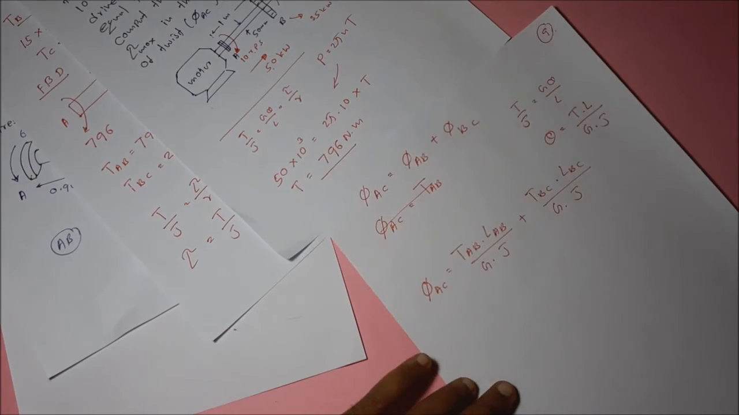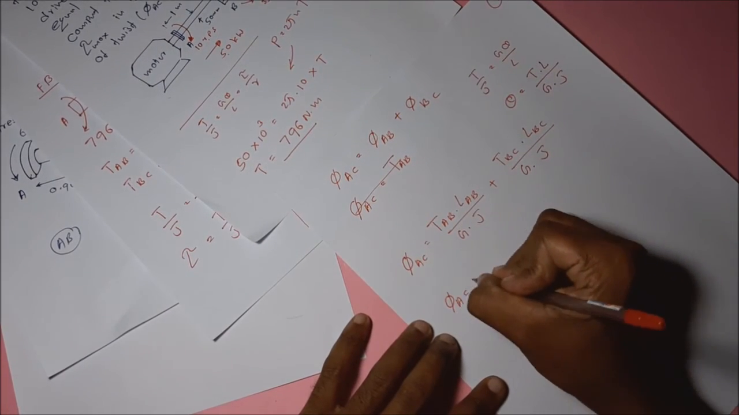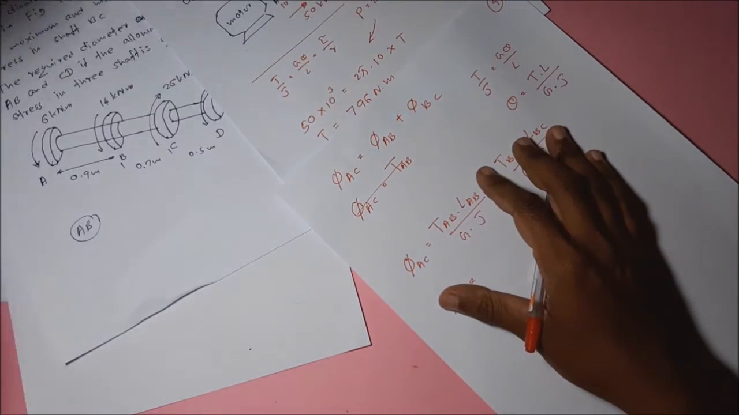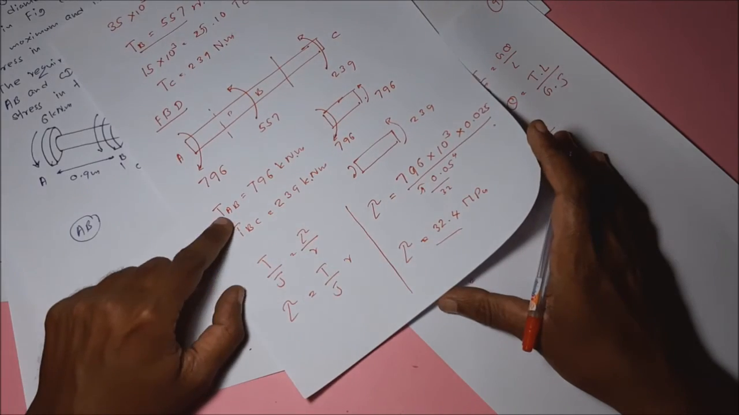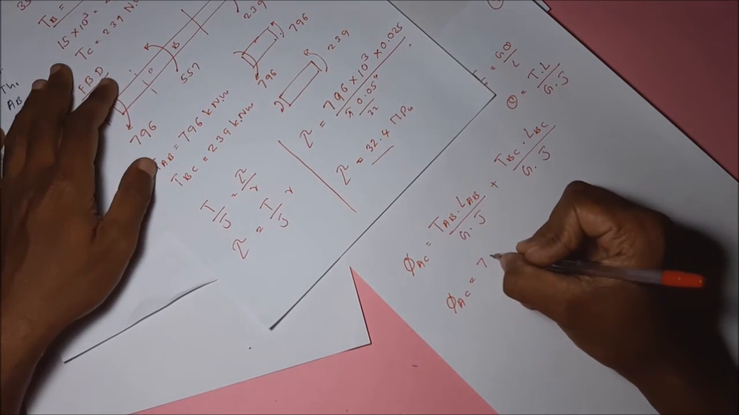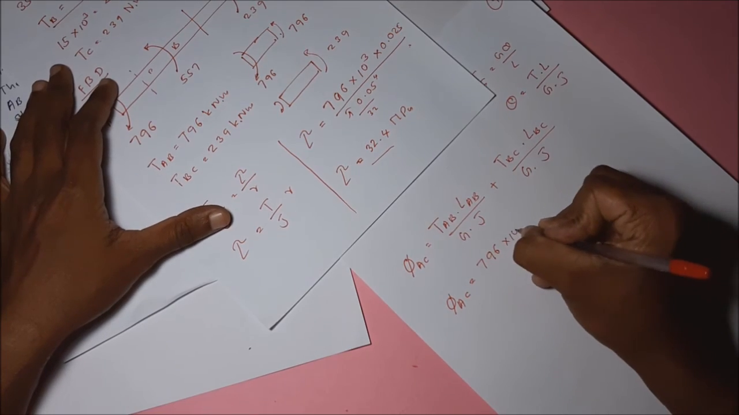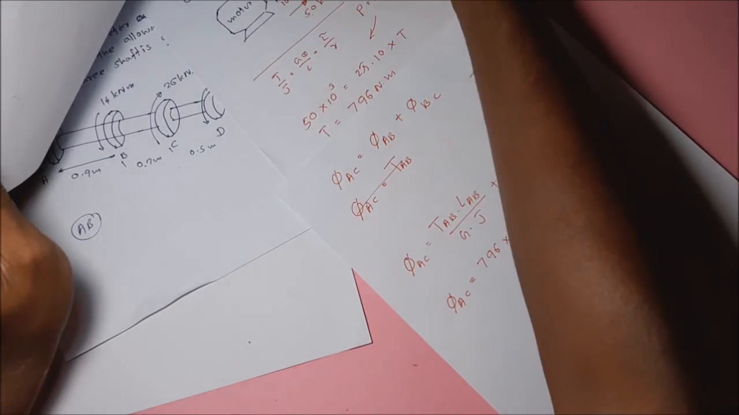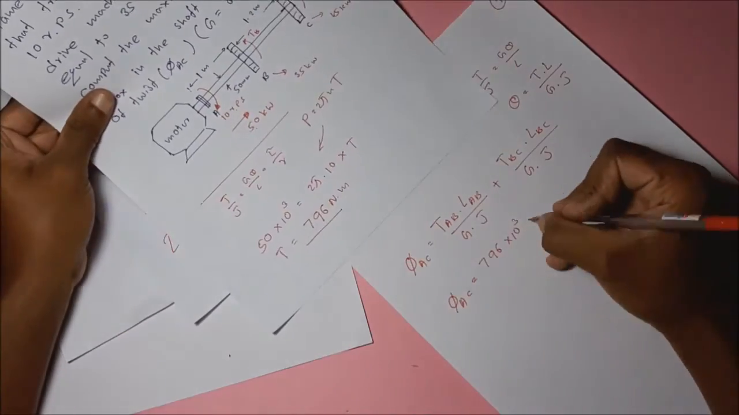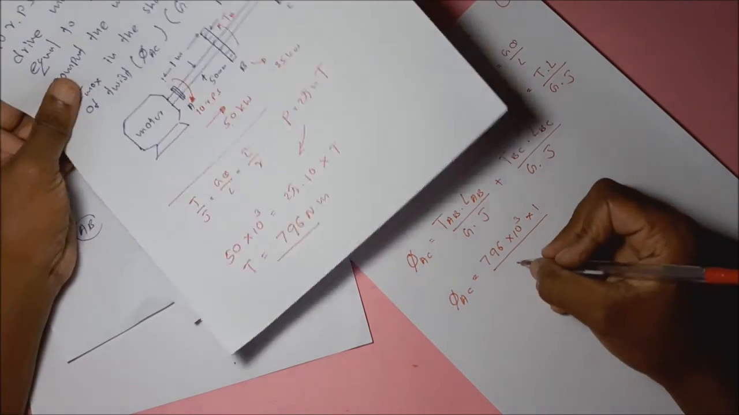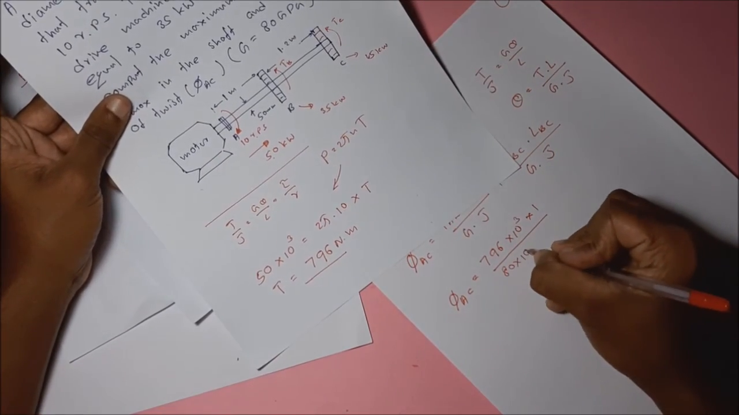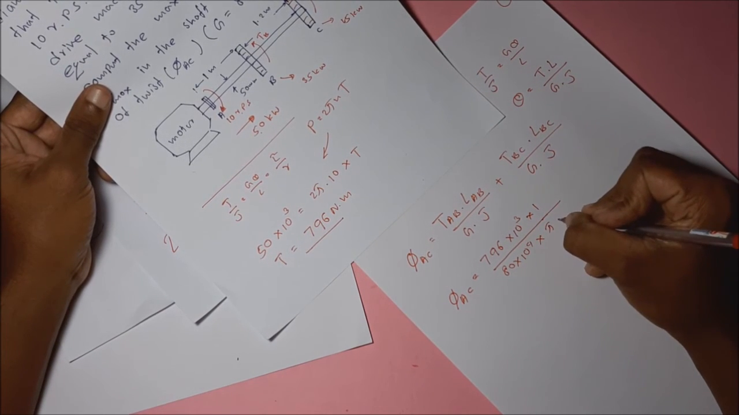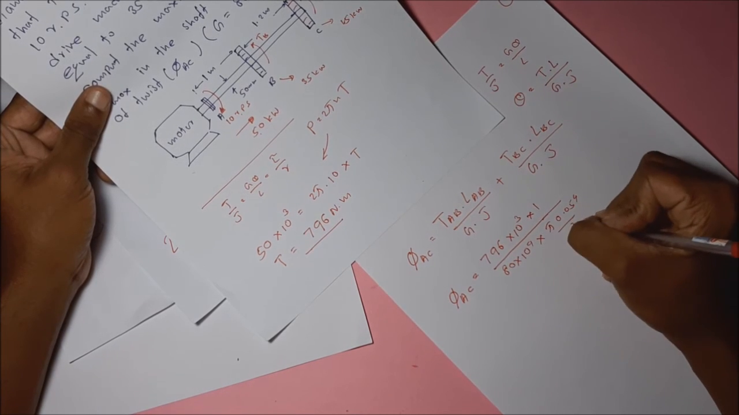Then phi AC is equal to the TAB. What is the TAB? 796 into 10 to the power of 3. What is LAB, the length of the AB shaft? 1 meter. G is given as 80 gigapascal, 10 to the power of 9. J is pi D to the power 4 over 32, 0.05 to the power 4 over 32.